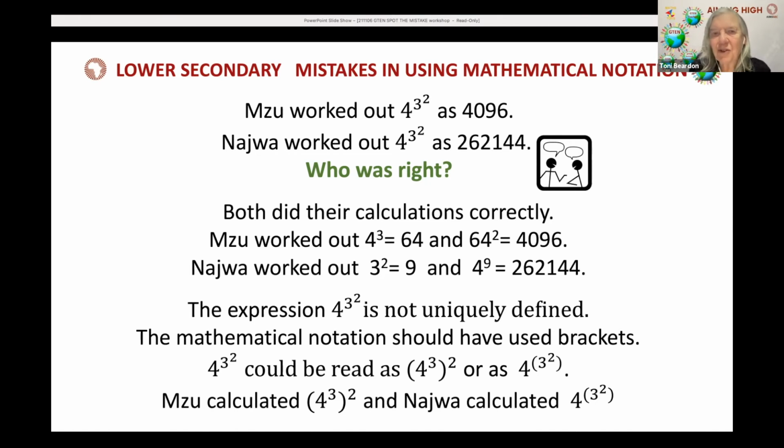You'd actually have to, if you tried it on a calculator, in effect do one operation before the other: either do the 4 cubed operation before you squared it, or do the 3 squared operation before you took that power of 4. You'd have to know which keys to press and in what order in order to get an answer at all.